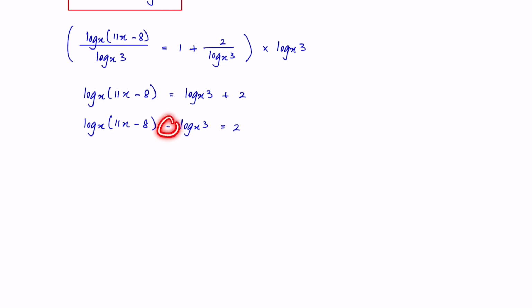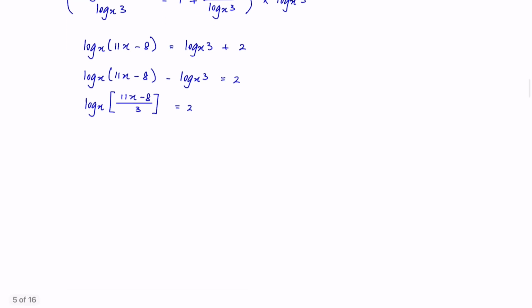So this is a minus, so we can have this divided by this. So we have log base x of 11x minus 8 over 3 equals 2. So we would have 11x minus 8 over 3 equals x squared.